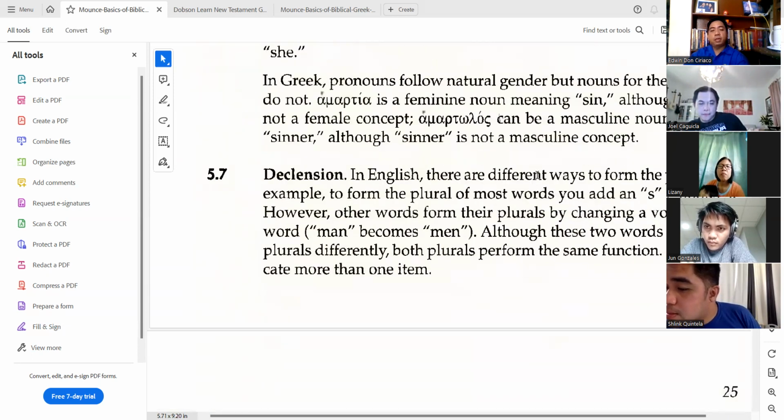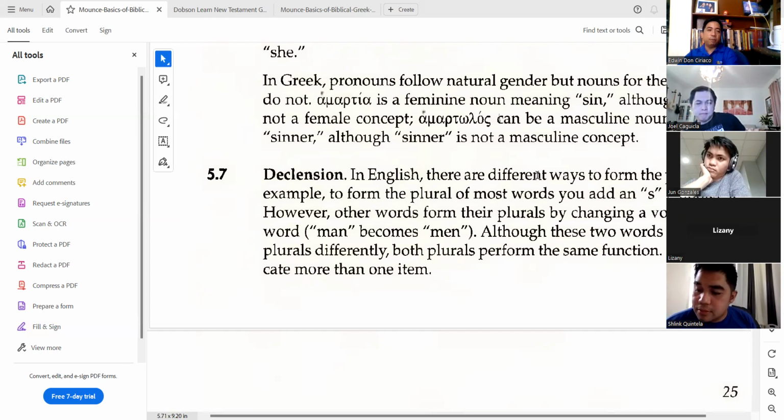And then declension. In English, there are different ways to form the plural. For example, to form the plural of most words, you add an S. However, there is a different form. For example, the word man, you translate it as men. So there is this declension. Something changed. There is a change in the word in order to indicate that it is in the plural form.